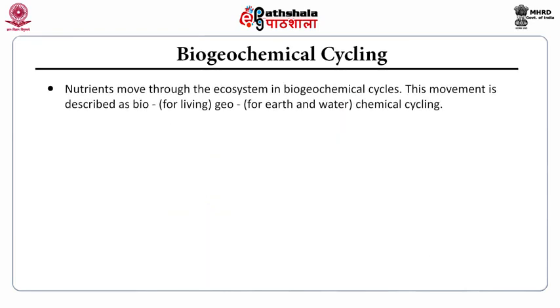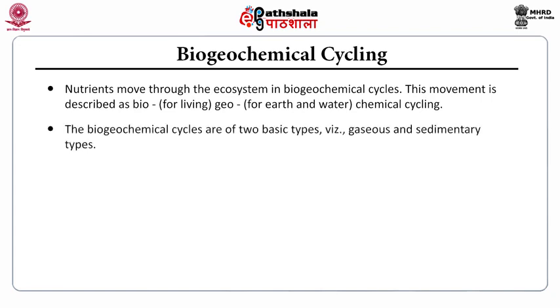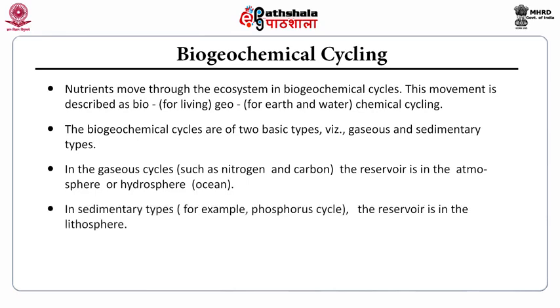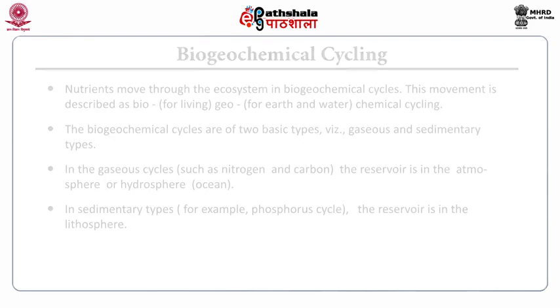Nutrients move through the ecosystem in biogeochemical cycles. This is described as bio for the living, geo for the earth and water, and chemical cycling. The biogeochemical cycles are of two types, gaseous and sedimentary. In the gaseous cycles, such as nitrogen and carbon, the reservoir is in the atmosphere or hydrosphere. In sedimentary types, for example the phosphorus cycle, the reservoir is in the lithosphere.